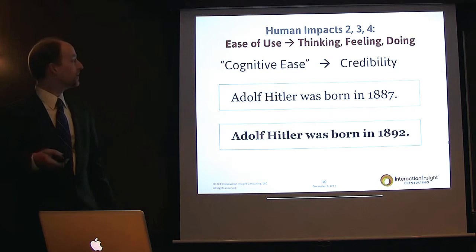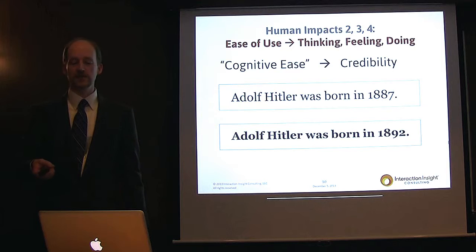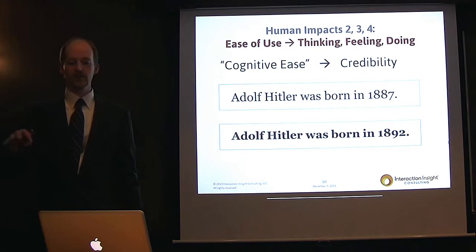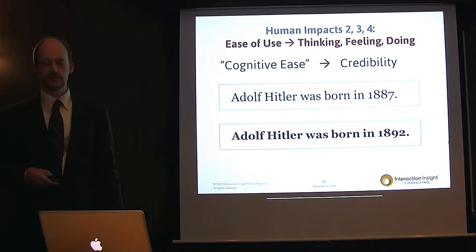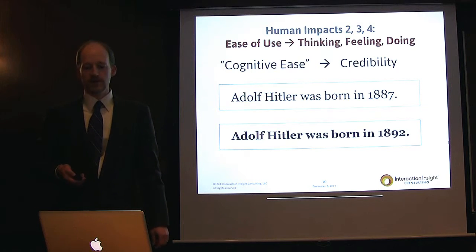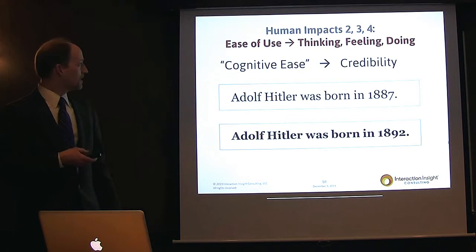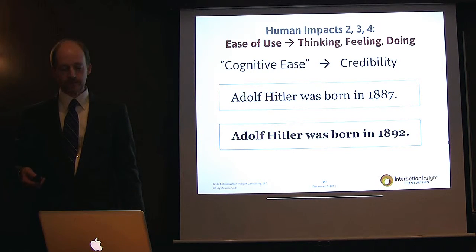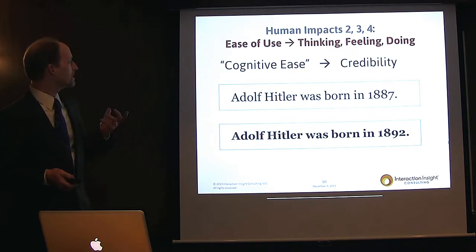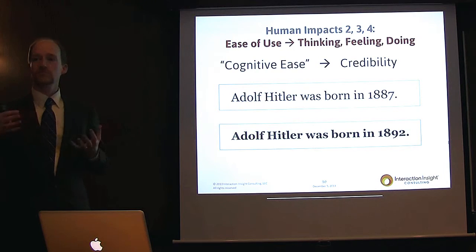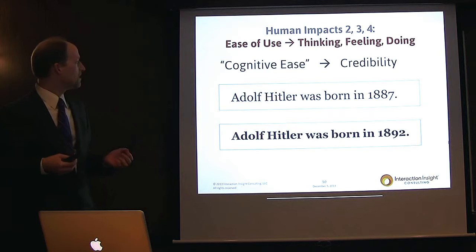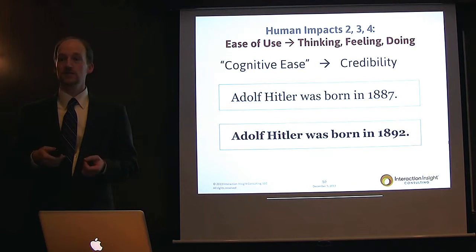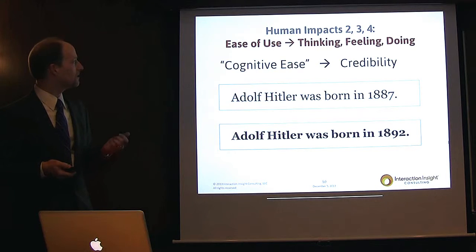So let's look at human impacts 2, 3, and 4. These are the indirect impacts of ease of use on thinking, feeling, and doing. And I'm just going to take thinking as an example, as examples of feeling and doing are not too hard and reasonably obvious. Now, cognitive ease is a phenomenon that's discussed in a book by Daniel Kahneman called Thinking, Fast and Slow. One among many fascinating things he discusses there. But what this research found was that the ease that your brain has in processing information doesn't just affect, say, how fast you process it, but it affects things you wouldn't expect necessarily, like credibility.